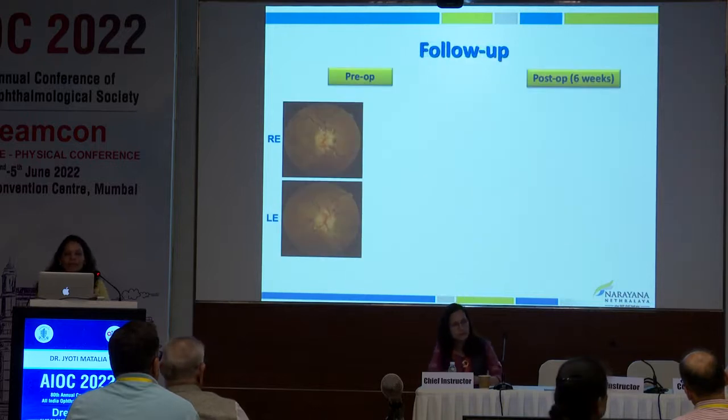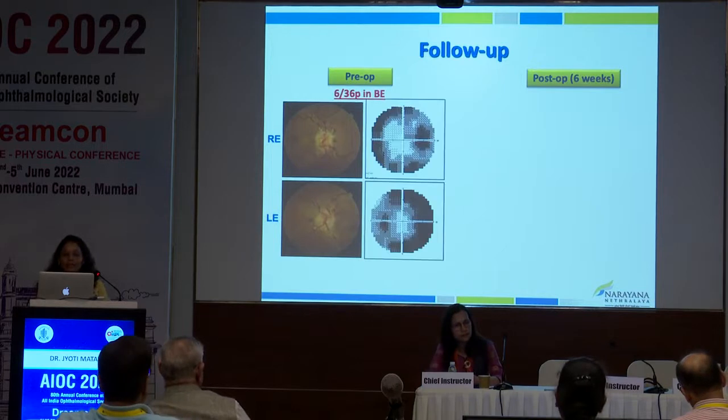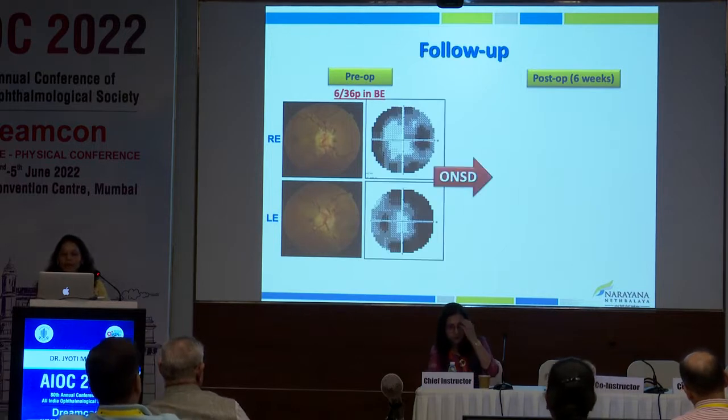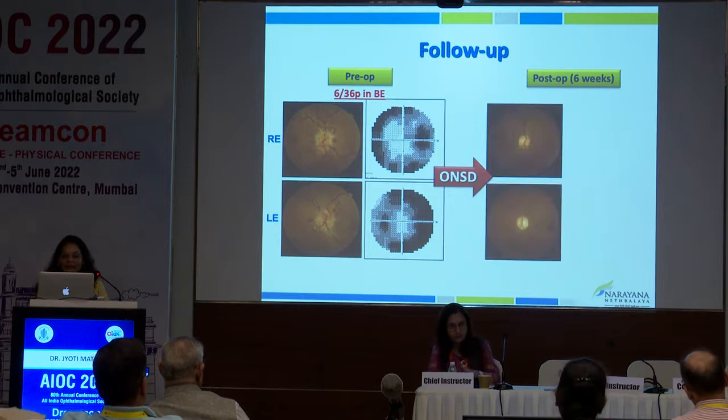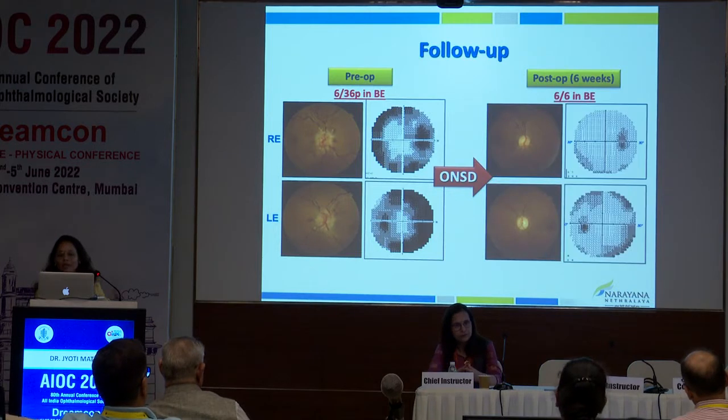So you can see in this pre-operative patient who had a vision of 6/36 in both eyes, with significantly constricted fields, underwent ONSD, and post-operatively you see a flat disc and 6/6 vision, and the visual fields completely come back to normal. And that's the great part of doing an ONSD. You can get back the vision and salvage it as an ophthalmologist.